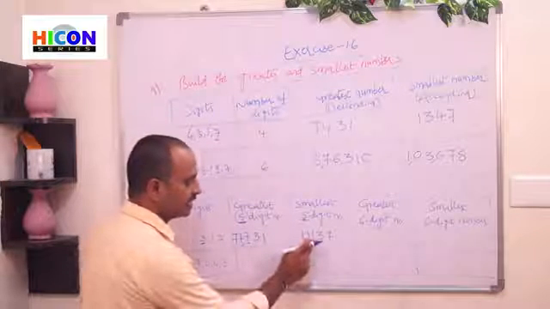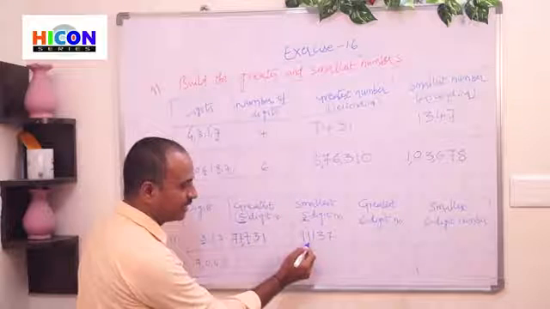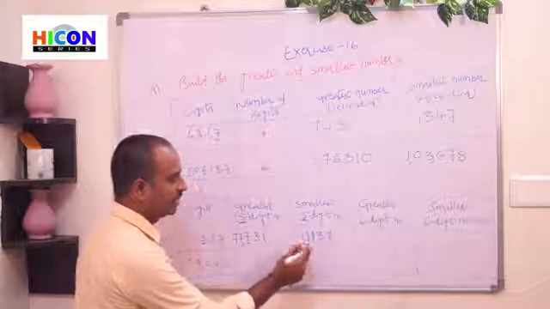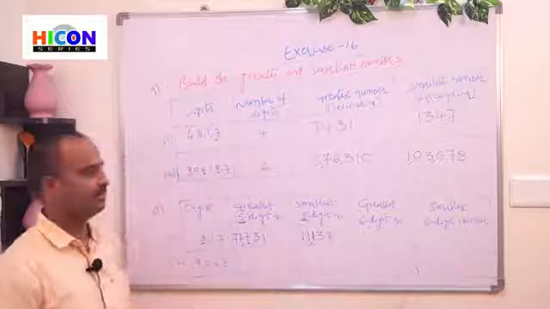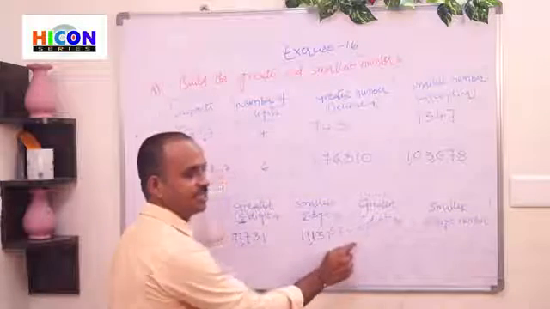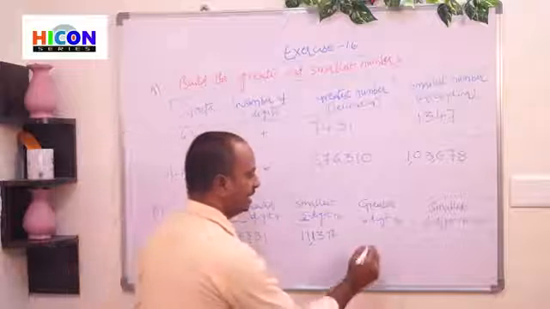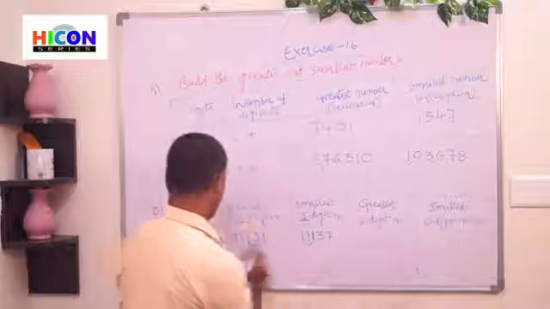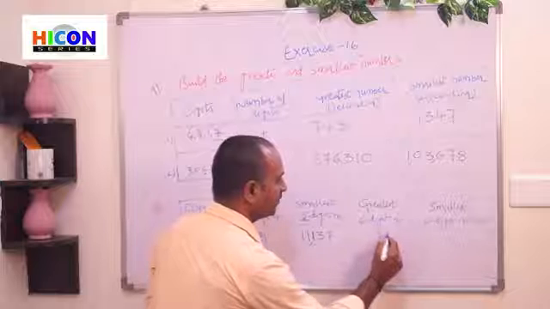The smallest digit is 1. But we require 2 more digits. That's why repeat 1 2 times. So this is the smallest 5-digit number, that is 11,137. Next, greatest 6-digit number. In the same way, again arrange the given digits in the descending order. If we arrange the given digits in the descending order, we will get 731.